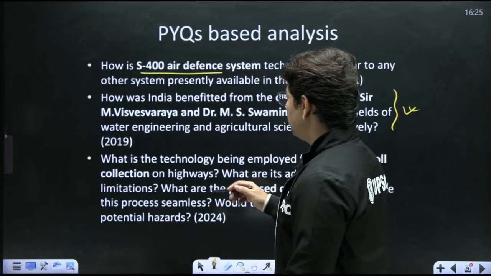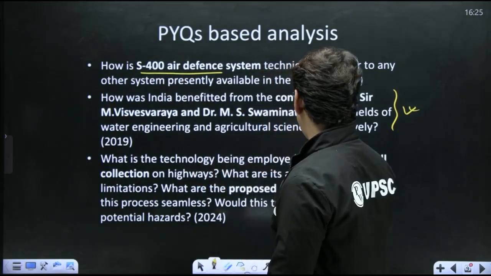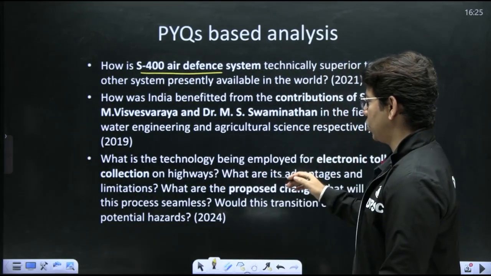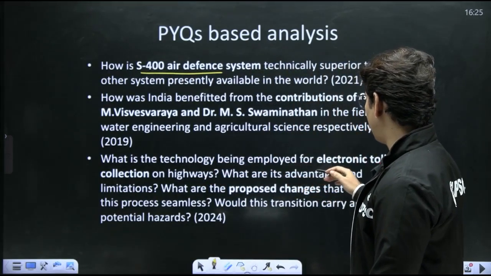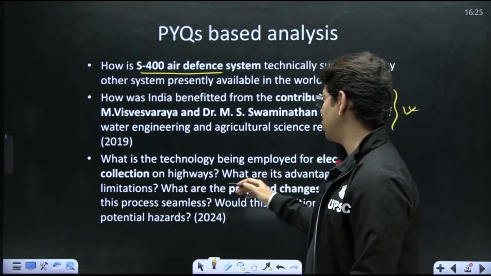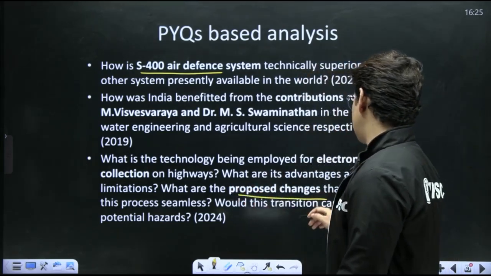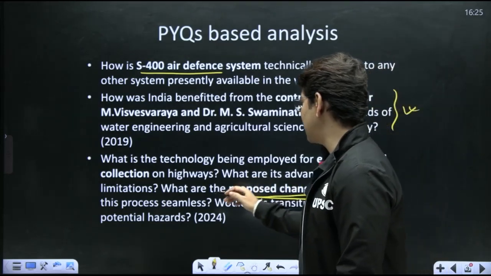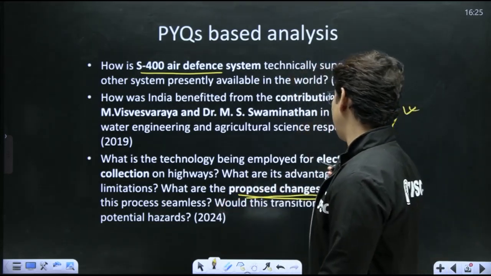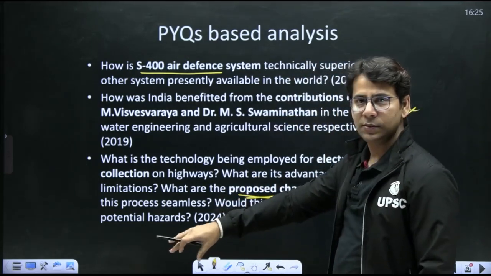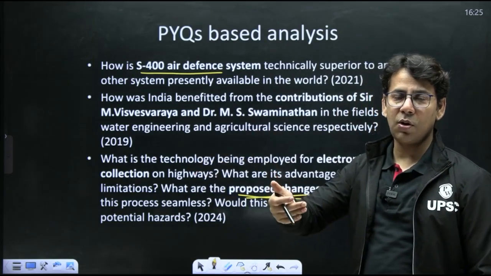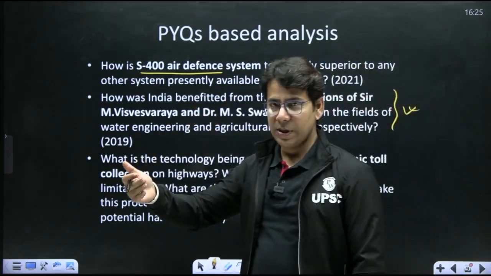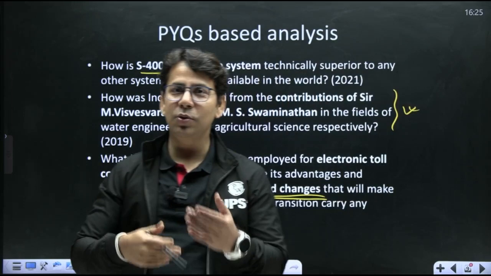One more question. What is the technology being employed for the electronic toll collection on the highway? What are the advantages and limitations? What are the proposed changes that will make the process seamless? So you know what the current technology is? RFID technology, FASTag technology. What is your proposed one? GPS-based technology. So very much in news.